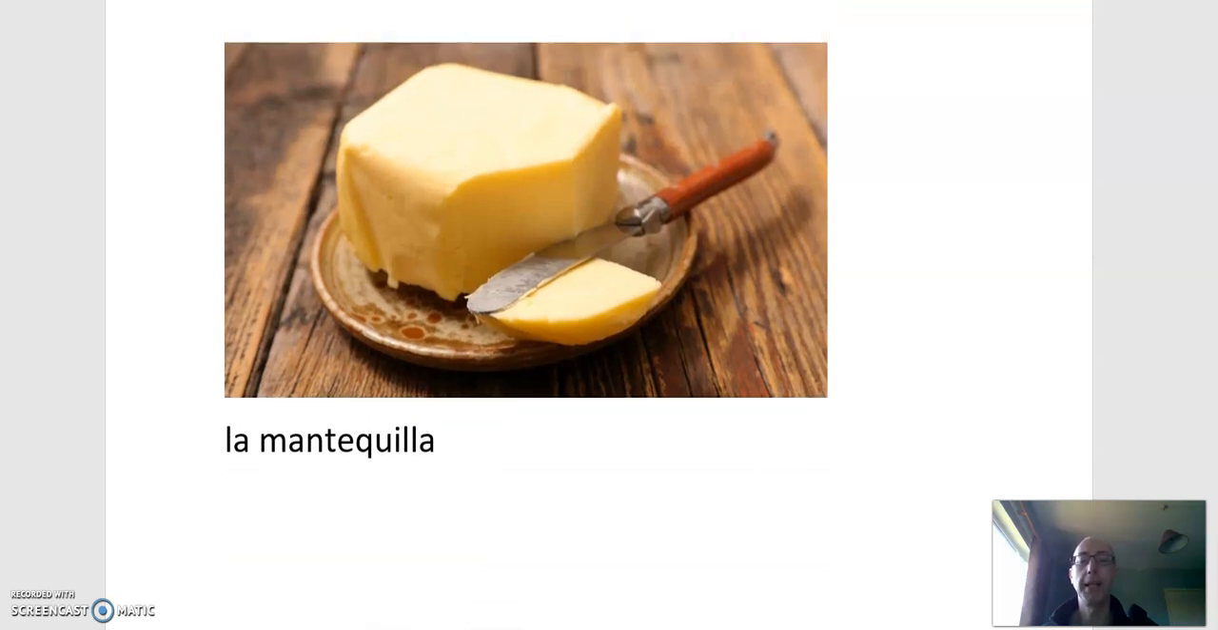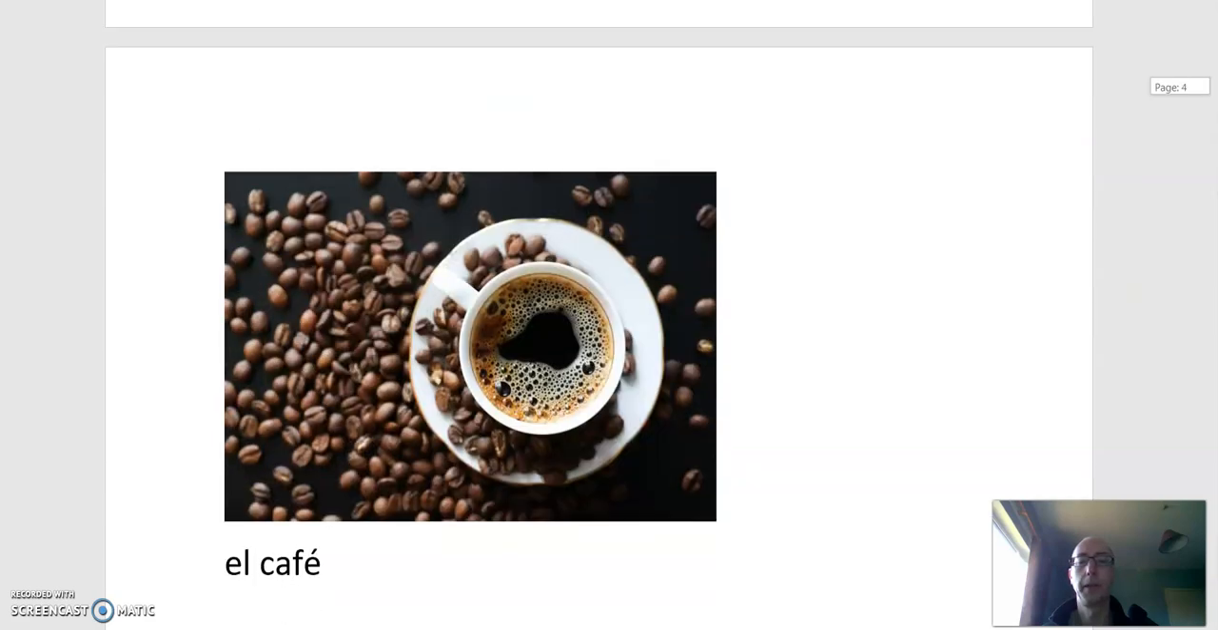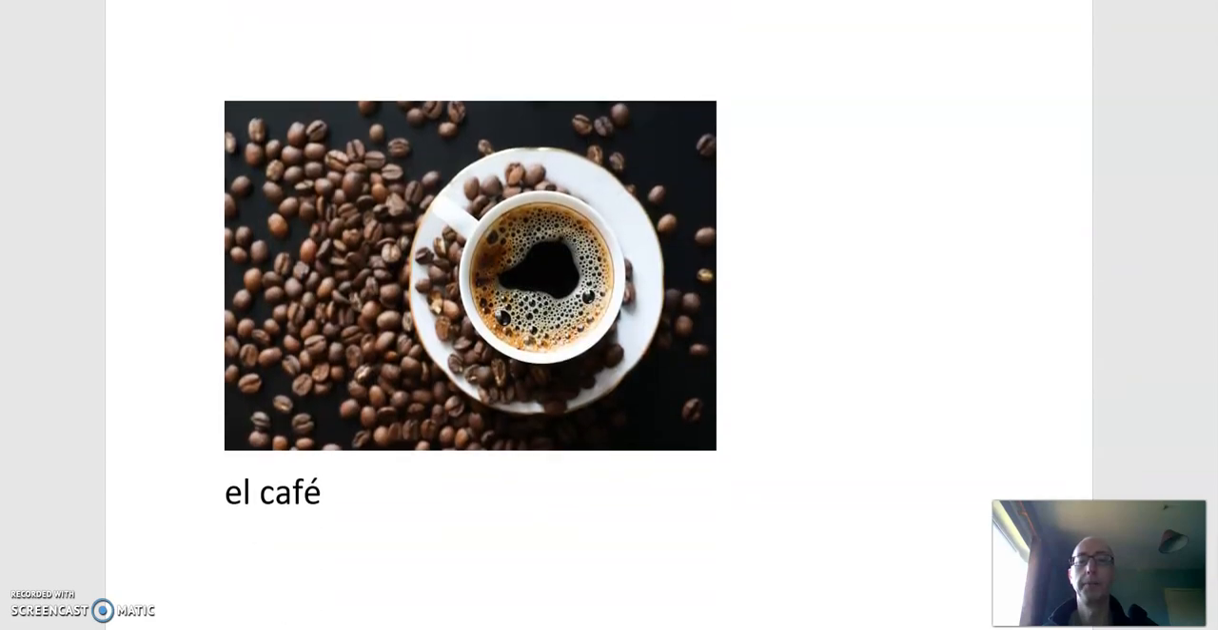La mantequilla. Remember the double L is pronounced like a lia. La mantequilla. Next two are easy. El té. And the next one, el café.